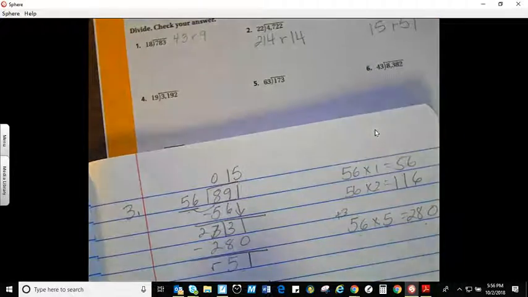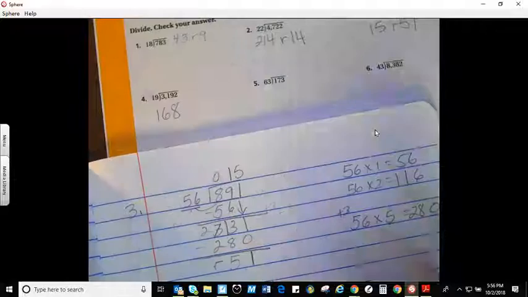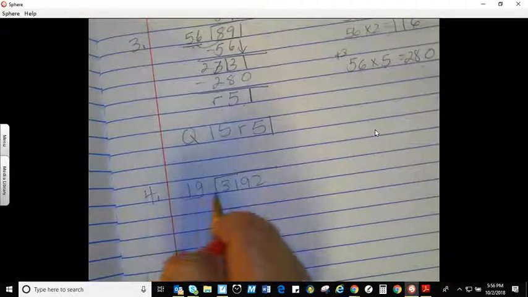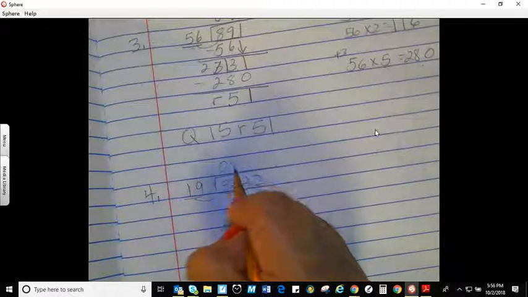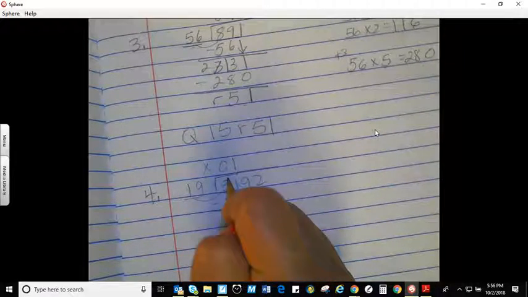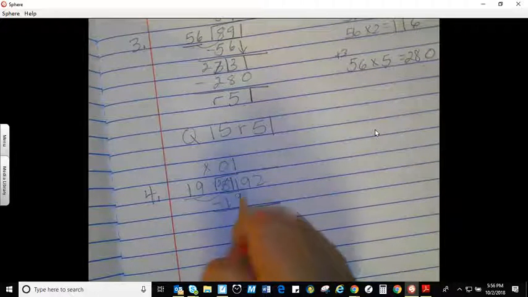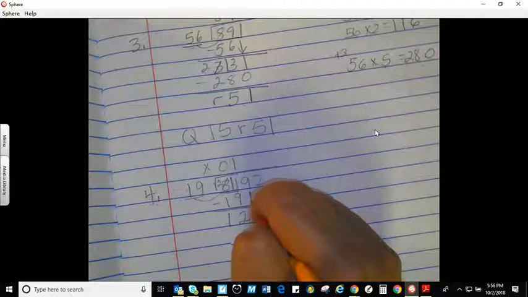19 goes into 3,192. Again, we had the answer of 168, and you needed to prove that answer to be correct. 19 cannot go into 3, so I put a 0 right above there, but it can go into 31 one time. 1 times 19 equals 19. I need to subtract that out. 3 becomes a 2. Bring it over here. 9, 10, 11. 2 minus 1 is 1. I need to bring down my 9.